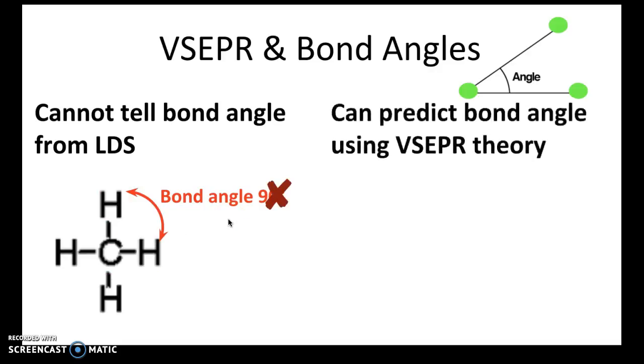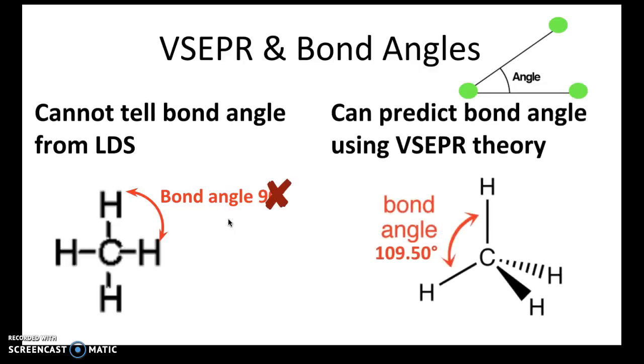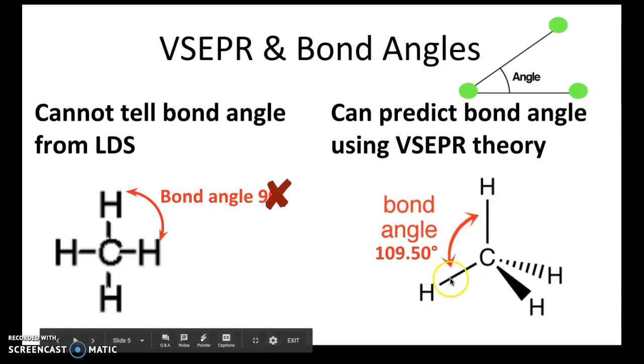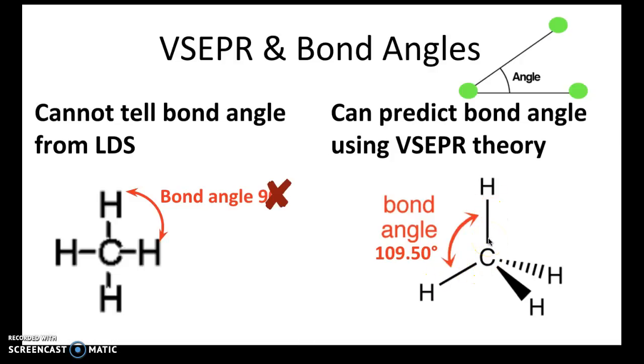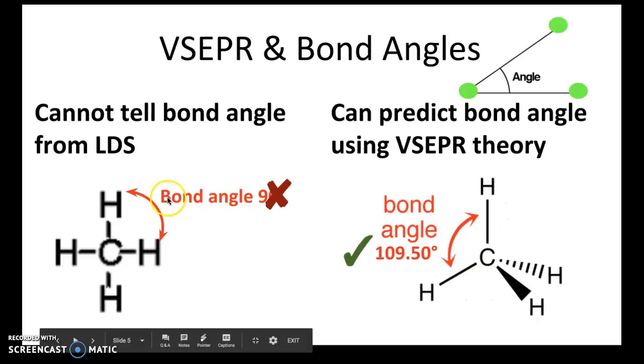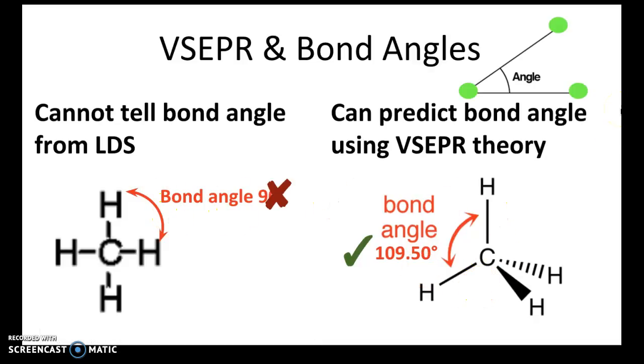If you look at the VSEPR structure, however, you get a better sense of the angle. So here is the VSEPR structure of methane. What you'll notice here is that this angle is slightly larger than a 90-degree angle. It turns out that the bond angle in methane is actually 109.5 degrees, which is slightly larger than 90 degrees. So you can more correctly see what the bond angle will be from the VSEPR structure as compared to the Lewis dot structure.